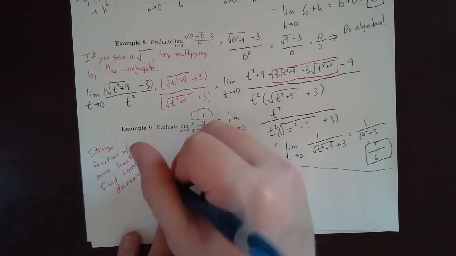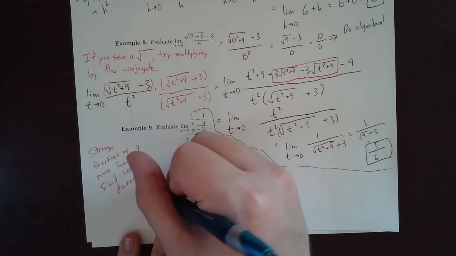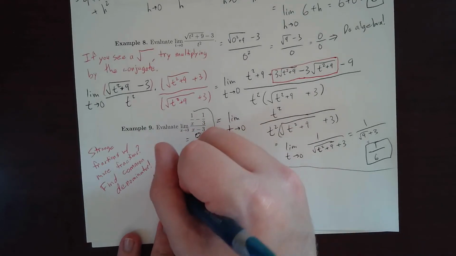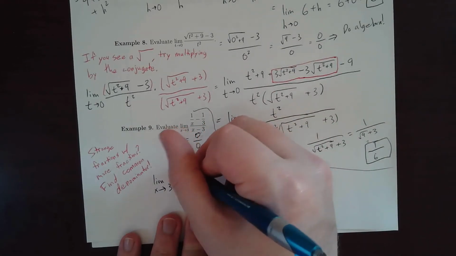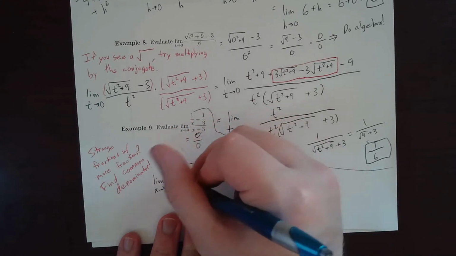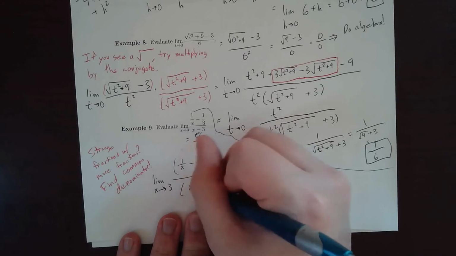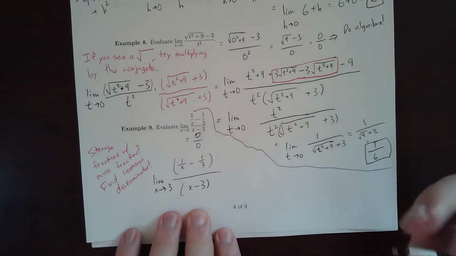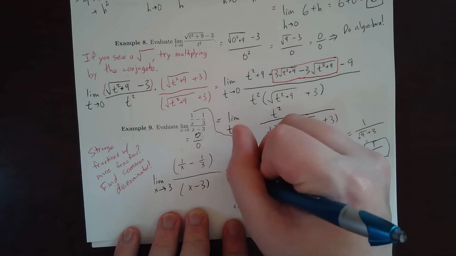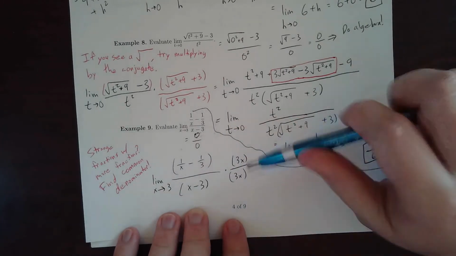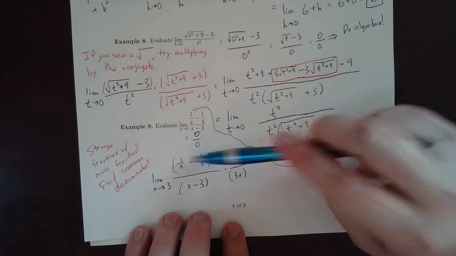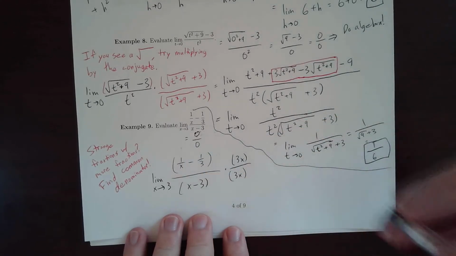So what we'll do is we'll have the limit as x approaches 3 of 1 over x minus 1 over 3. Again, parentheses are going to get real important. Divided by x minus 3, and we'll multiply it by 3x over 3x. So again, by doing this, we're really multiplying by a 1, but this should allow us to get some things to cancel here.